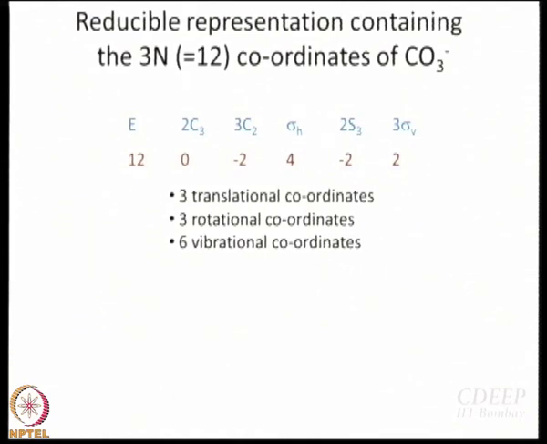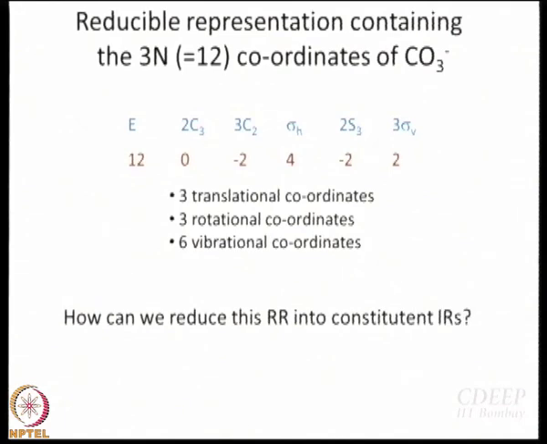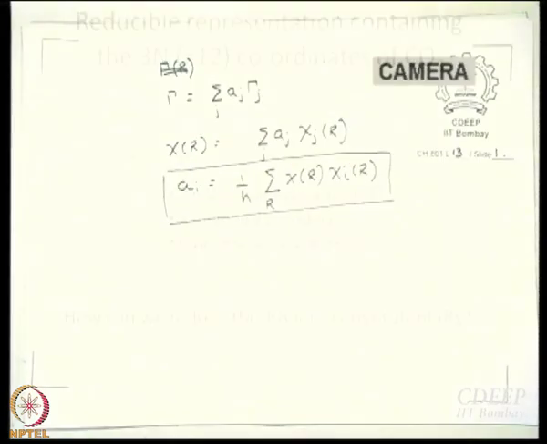So before anything else, what we would want to do is break this down into the constituent irreducible representations. So how can we reduce this reducible representation into the constituent irreducible representations? Use that relationship. Okay, you have taken down the characters for the reducible representation, right? 12 0 minus 2 4 minus 2 2. You know this relationship. If you don't know yet, please write it down, because now you are going to work it out.